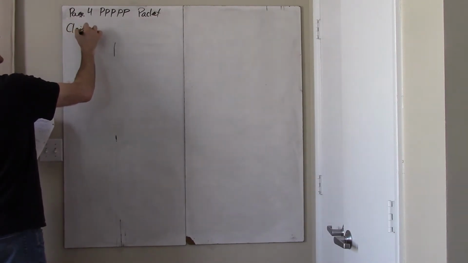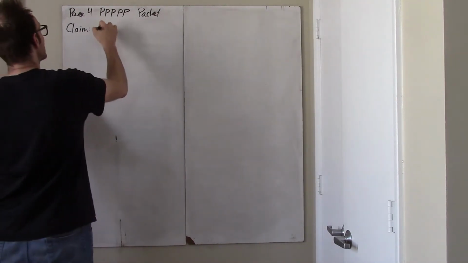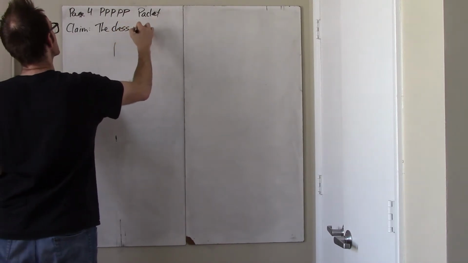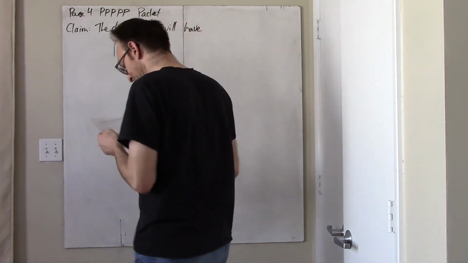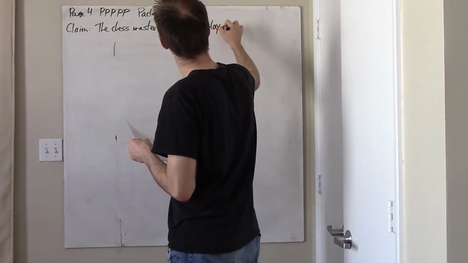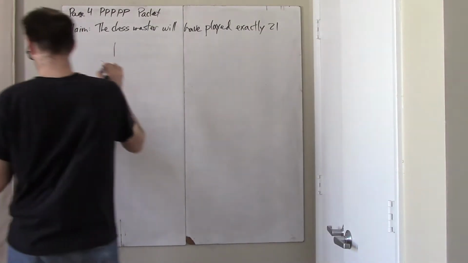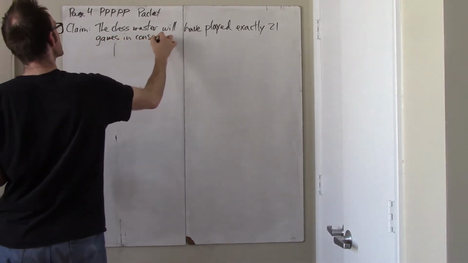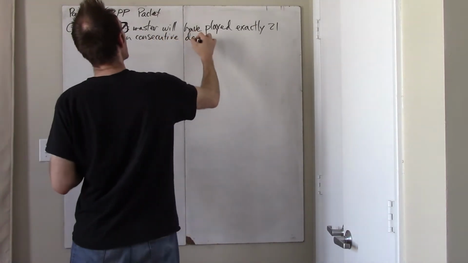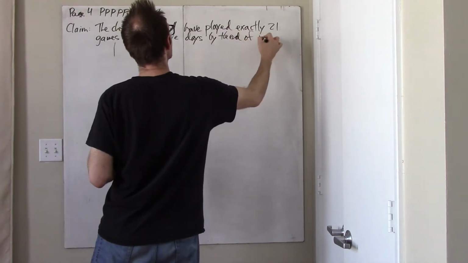Okay, and my class several years ago figured out that in fact I don't need 11 weeks for this. This is going to happen by the end of week 3. So claim: the chess master will have played exactly 21 games in consecutive days by the end of week 3.